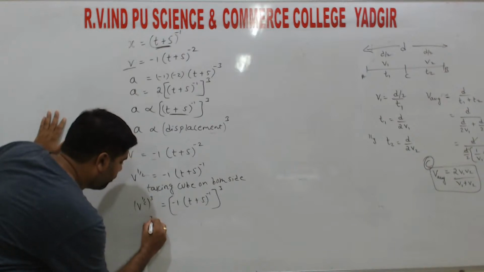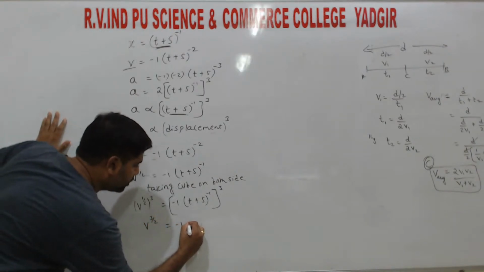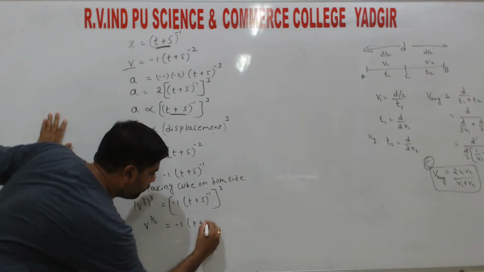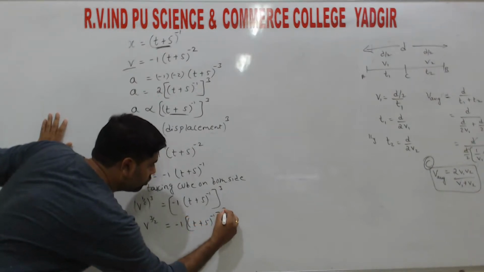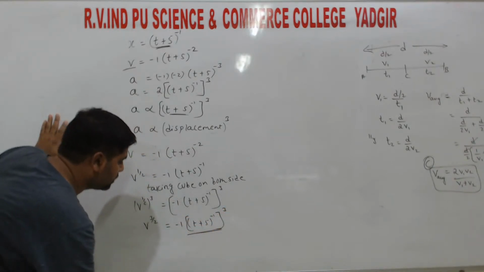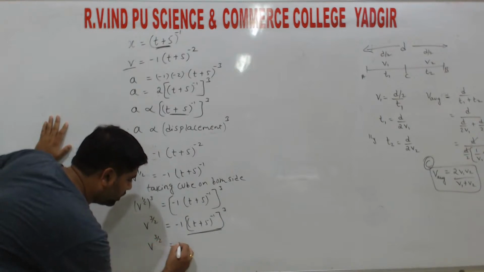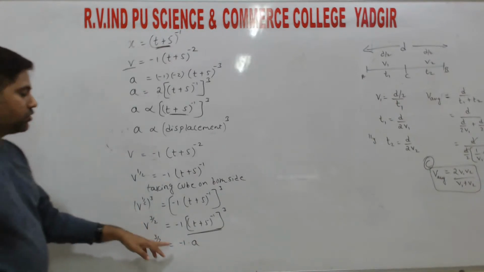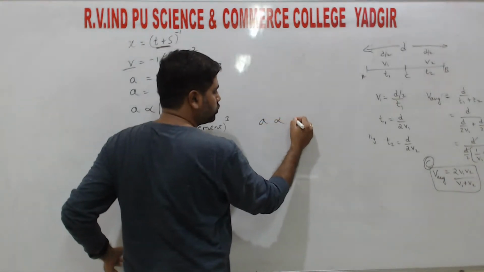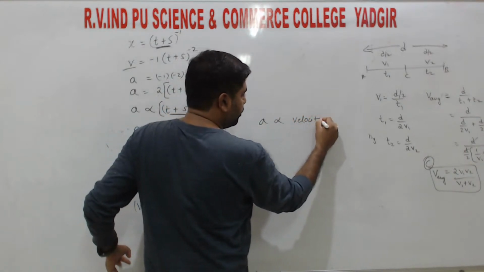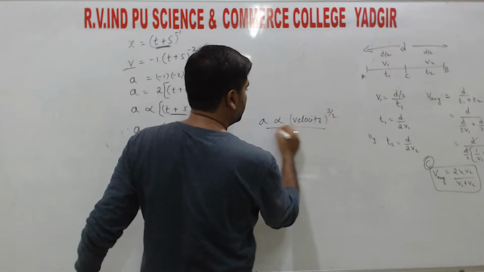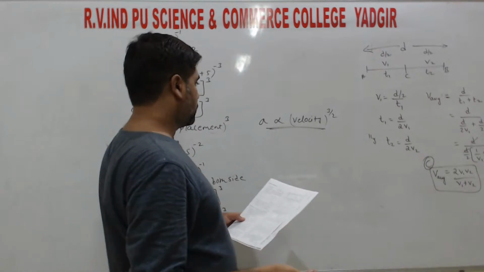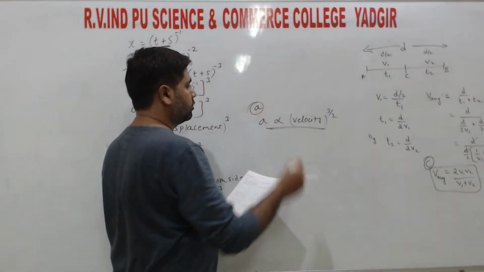So we can write v power 3 by 2 equals minus 1 power cube, again we get minus 1, so (t plus 5) whole power minus 1 into cube. Now we can write this one as a. So v power 3 by 2 equals minus 1 into a. So a is along with this constant, so acceleration is proportional to velocity power 3 by 2, right? So that is option A, right?